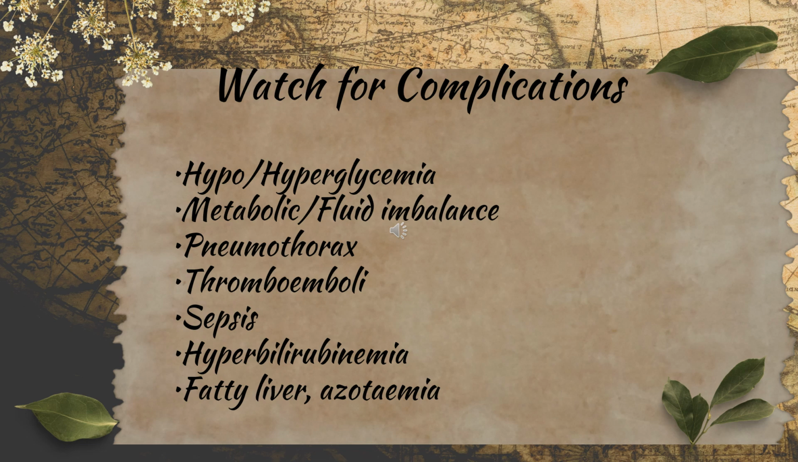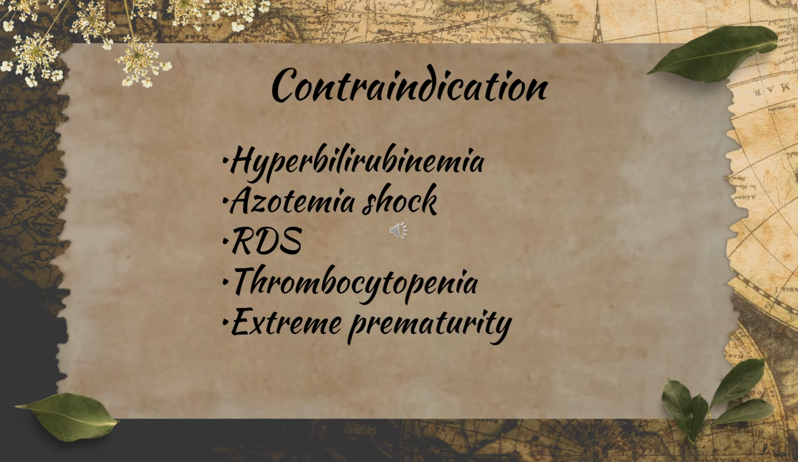Possible complications of administering TPN are hypo or hyperglycemia, metabolic or fluid imbalance, pneumothorax, thromboemboli, sepsis, hyperbilirubinemia, fatty liver, azotemia. Contraindications to administer TPN are hyperbilirubinemia, azotemia in shock, respiratory distress syndrome, thrombocytopenia, and extreme prematurity.